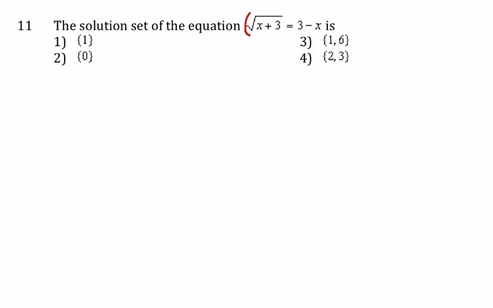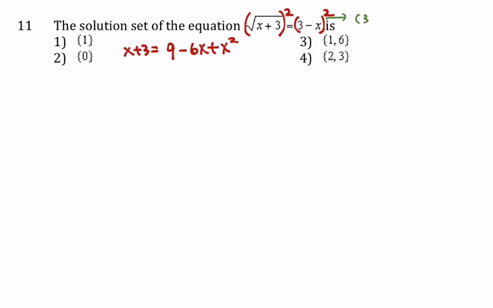Alright. Number 11 is similar, but be careful when you square 3 minus x. So on our left side, we just have to undo the square root. We get x plus 3. But on our right side, when you square 3 minus x, we get 9 minus 6x plus x squared.